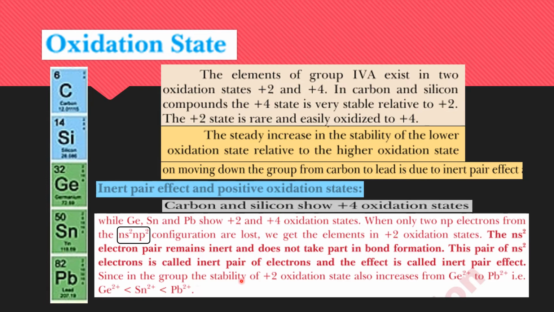In the group, the stability of the +2 oxidation state increases down the group from germanium to lead. So the first elements show +4 as the preferred oxidation state, and the next elements show +2 as the preferred oxidation state.